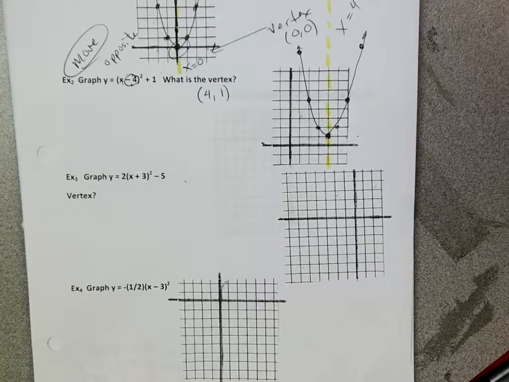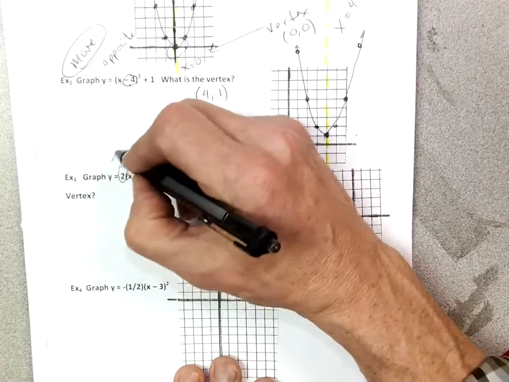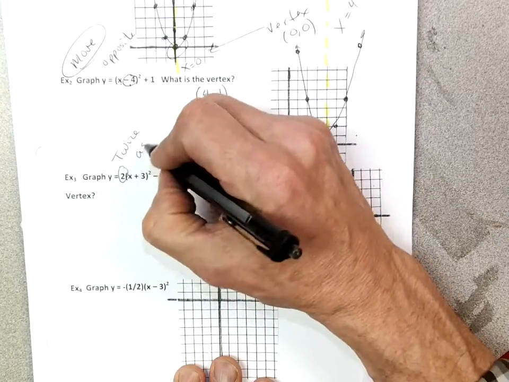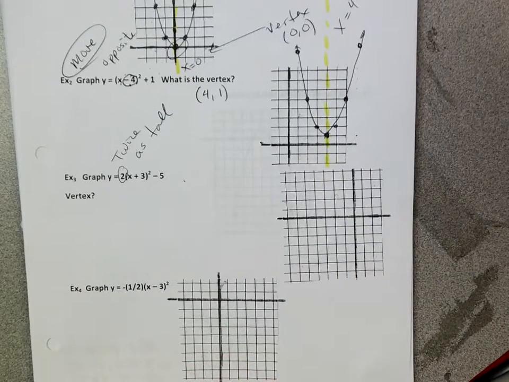What's the difference? Yeah, there's a 2. So this one's just going to be twice as tall, because of the 2 in front. So instead of going over 1, up 1, over 2, up 4, I'm going to go over 1, but instead of going up 1, I'll go up 2. Instead of going up 4, I'll go up 8. Instead of going up 9, I'll go up 16. Twice as tall, right?